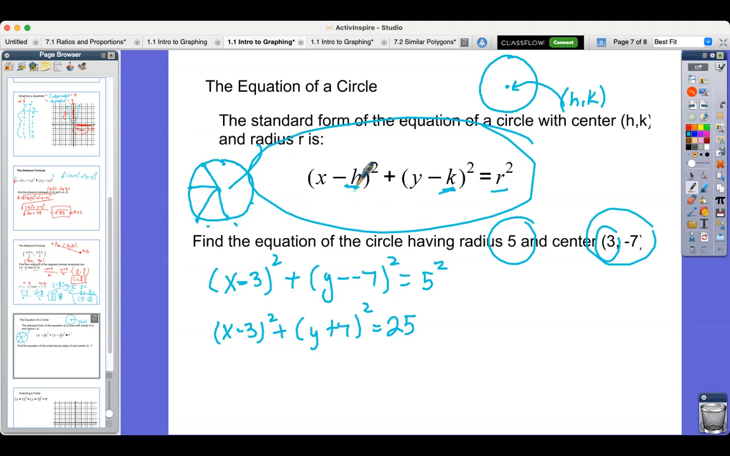So that being said, if we look at the original equation, if you have negatives right here, the value of your h and k are positive. But when you have a positive here, that means that value of one of those h or k was originally a negative.